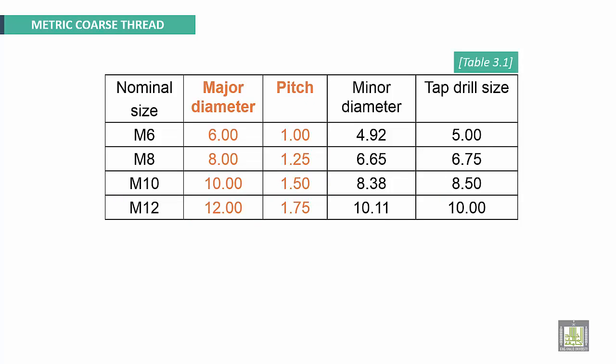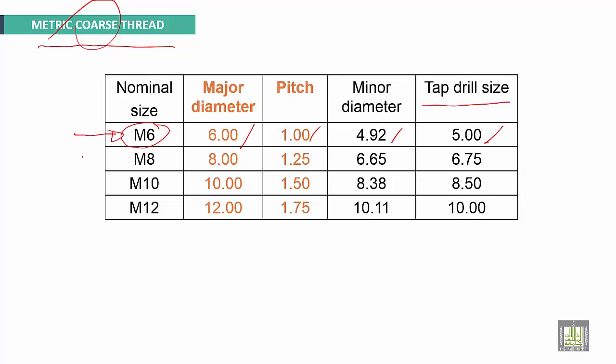Some examples for metric coarse threads. The nominal size with symbol for 6 mm, for example, is M6. That means the measured diameter is 6 mm. Here, because it is coarse, pitch is 1 mm. So minor diameter is 4.92 mm. But the tap drill size will be about 5.92. It is 5 mm. This is standard size.